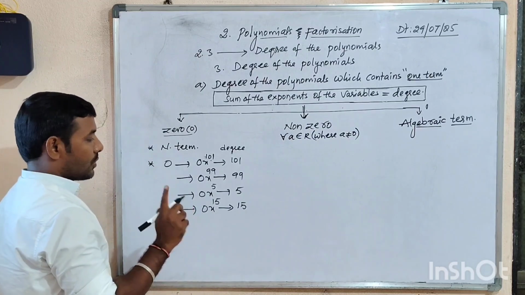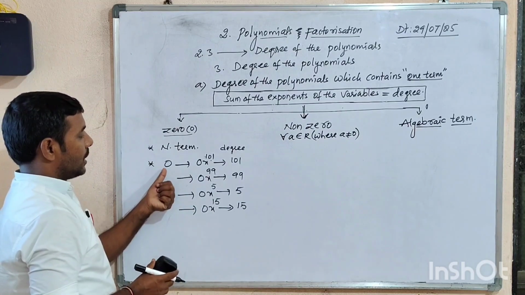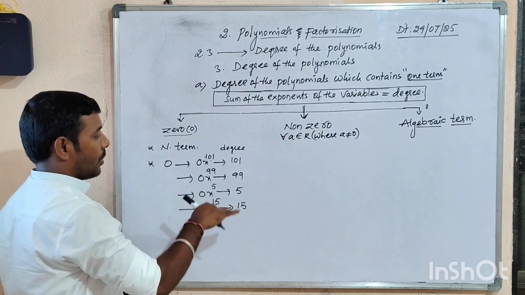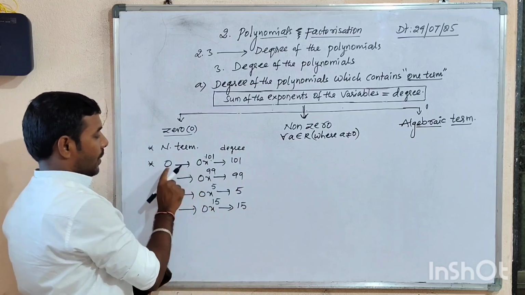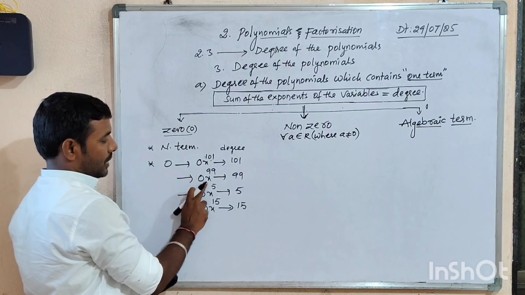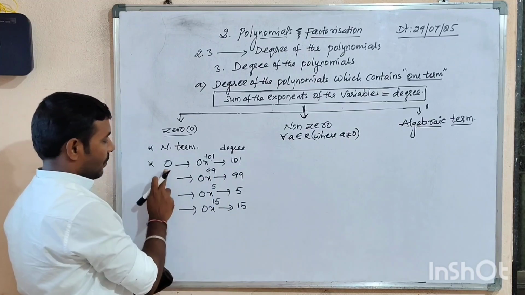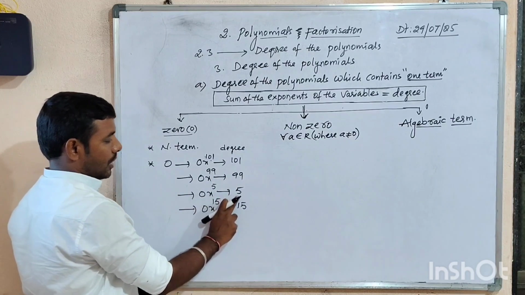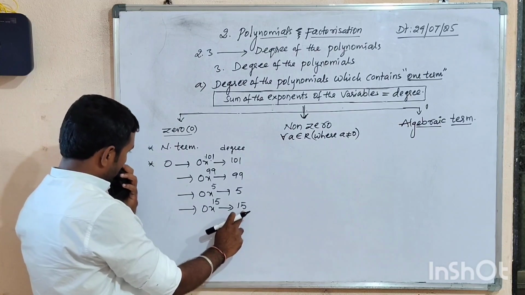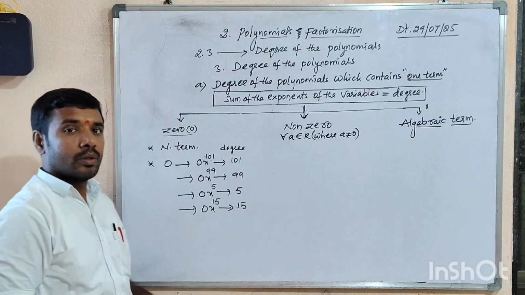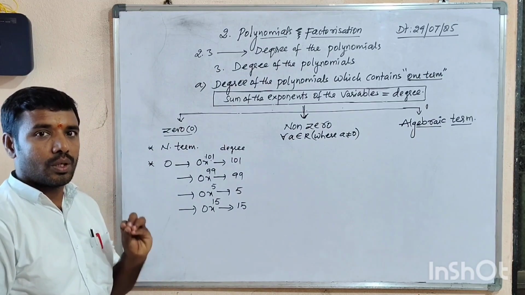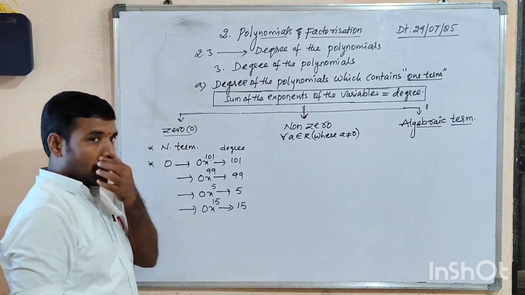So the question is one only: what is the degree of 0? Previously we answered 5. Now we answer 4 more. When 0 is written like this, the degree is 101. When 0 is expressed like this, the degree is 99. When 0 is written like this, the degree is 5. When 0 is written like this, the degree is 15. Through this we conclude what the degree of 0 is.